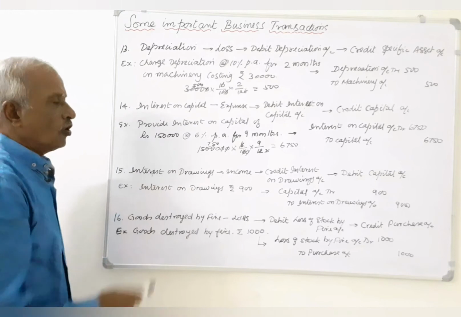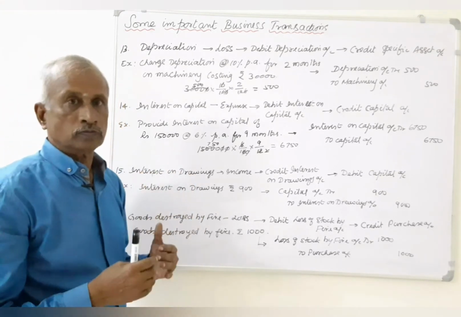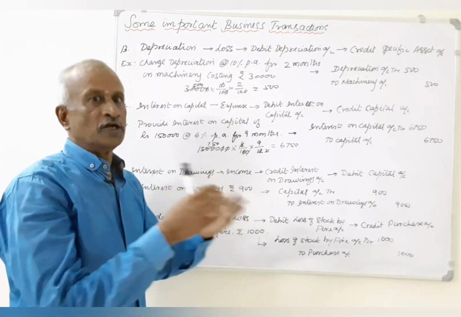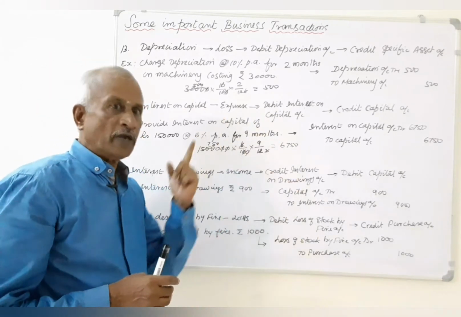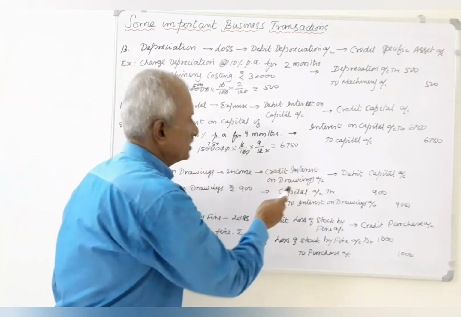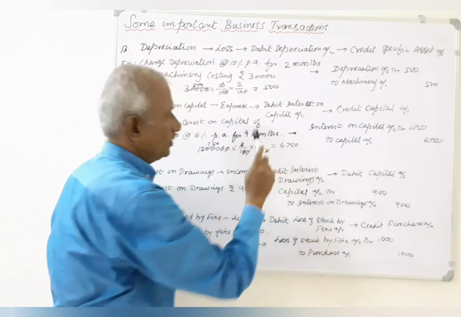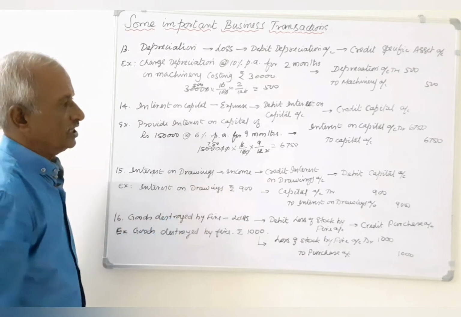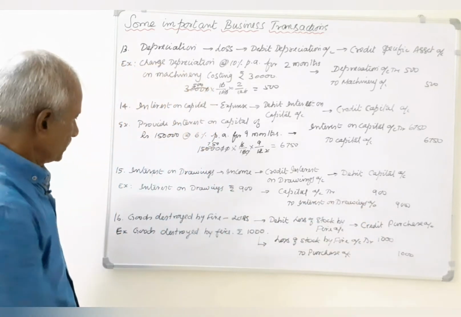Then interest on drawings. It is an income. How? The proprietor withdraws money from the business. For this, the proprietor has to pay interest to the business. So it's an income. So credit interest on drawings account and debit capital account. So capital account debtor to interest on drawings. Example, interest on drawings rupees 900. Capital account debtor to interest on drawings.